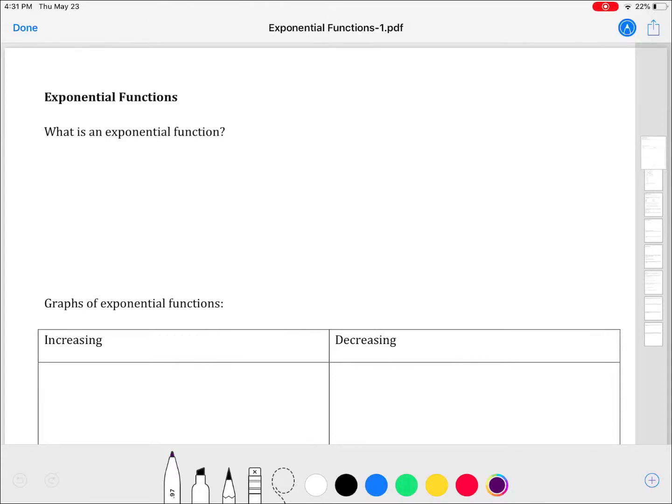In this section, we're going to introduce you to exponential functions. An exponential function is a function in the form of a times b to the x. Notice, and this is key to recognizing if it's an exponential function or not, that x is in the exponent.